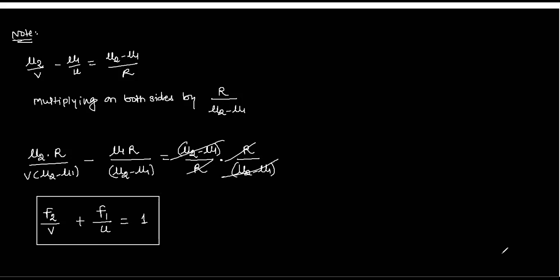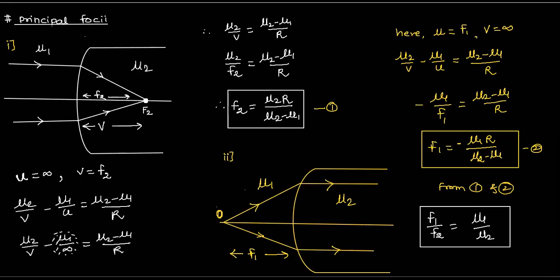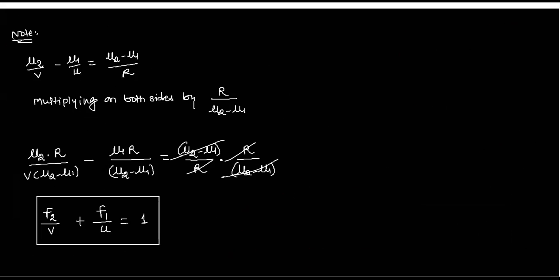Because our f1 formula is what you can see here: f1 is equal to minus mu1 r by mu2 minus mu1. So you directly get f1 here. In place of that, I have substituted my f1, and therefore I got this formula. So whenever you are solving a problem and you want to find f1 or f2, you can use this formula.